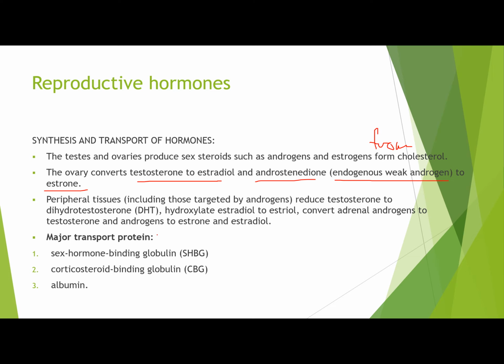So, what are the major transport proteins? We have your SHBG, or the sex hormone binding globulin. You also have the corticosteroid binding globulin. And the third one would be albumin.